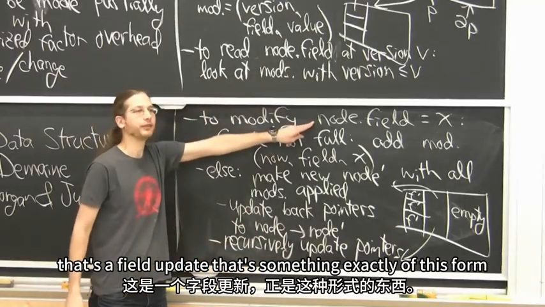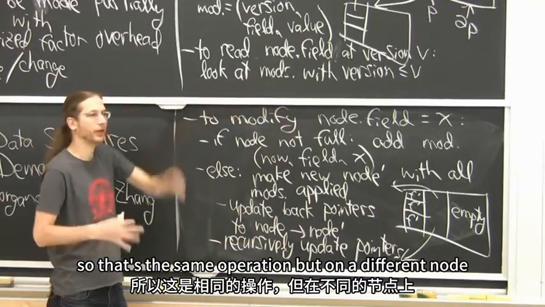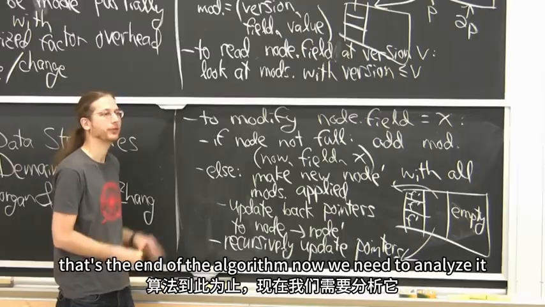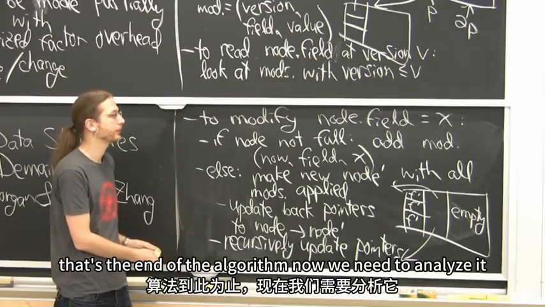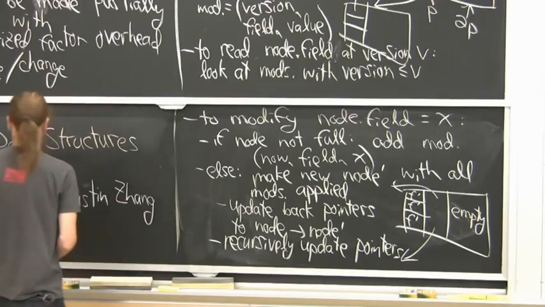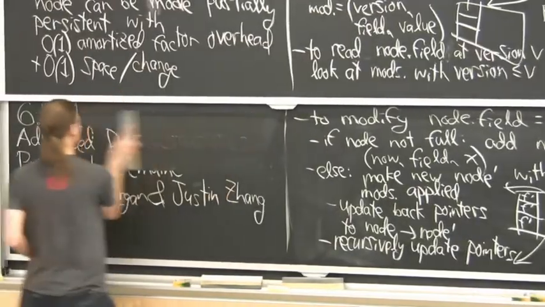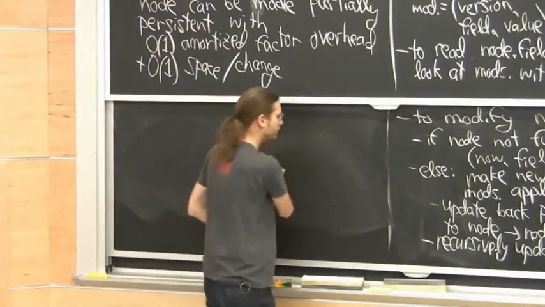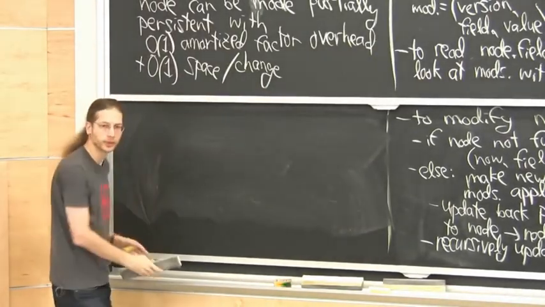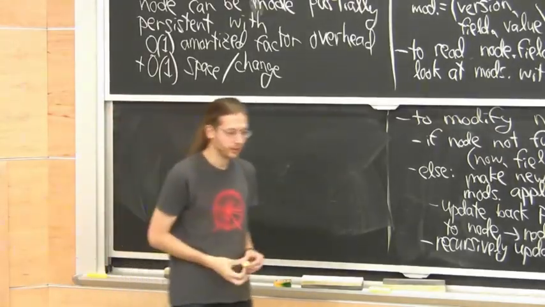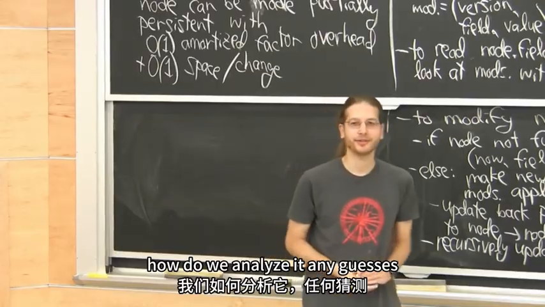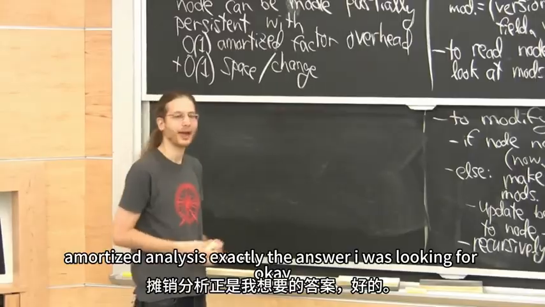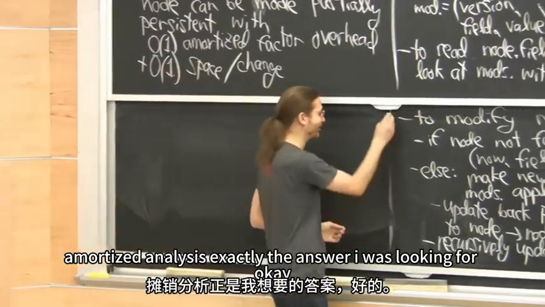That's something exactly of this form. So that's the same operation, but on a different node. So I just do that. I claim this is good. That's the end of the algorithm. Now we need to analyze it. How do we analyze it? Any guesses? Amortized analysis, exactly the answer I was looking for.